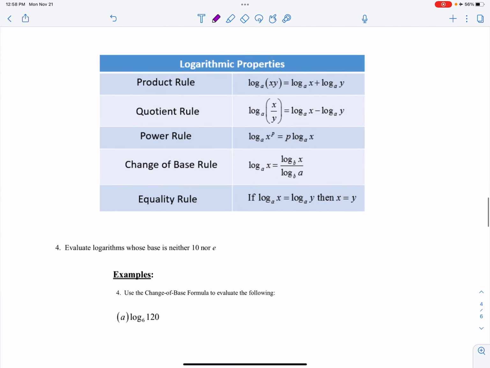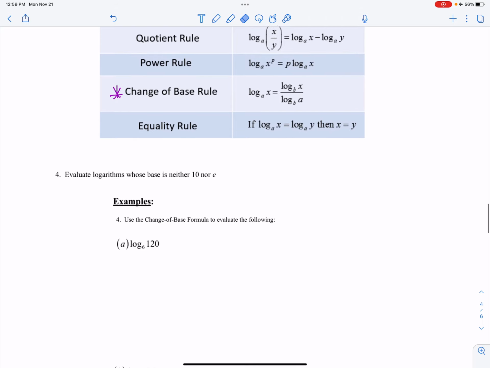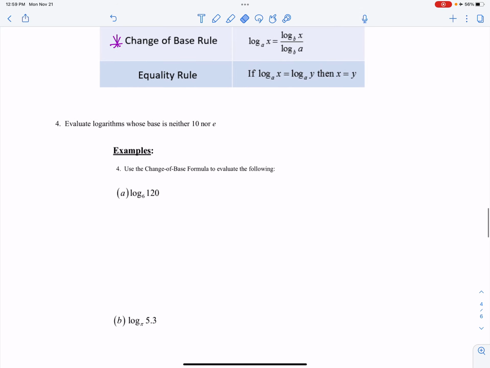Okay, now we are going to refer back to that change of base for our 4th objective, evaluating logarithms whose base is neither 10 nor e, and this is where that really important change of base formula comes in handy. So let's say we want to know the value of these logs that don't have the base of 10 or natural log. I can't just throw it into my calculator and see it because I don't know how to put log base 6.